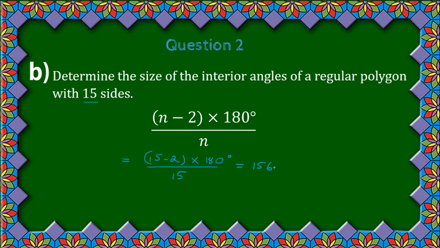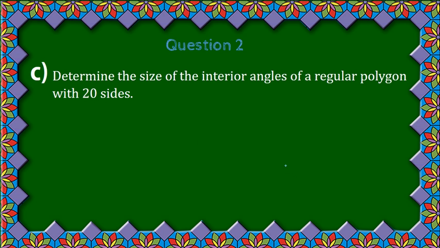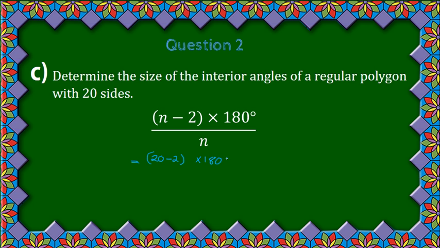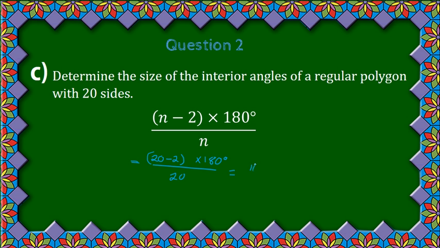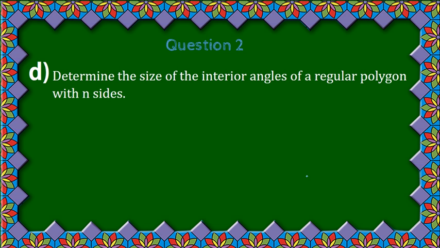So 156 degrees. Then for C, 20 sides now. So we just substitute in 20 minus 2 times 180 degrees over 20 and onto the calculator. So 20 minus 2 is 18, so 18 times 180 over 20 gives us 162 degrees. And then finally, determine the size of the interior angles of a regular polygon with n sides. So once again, this is just the answer.